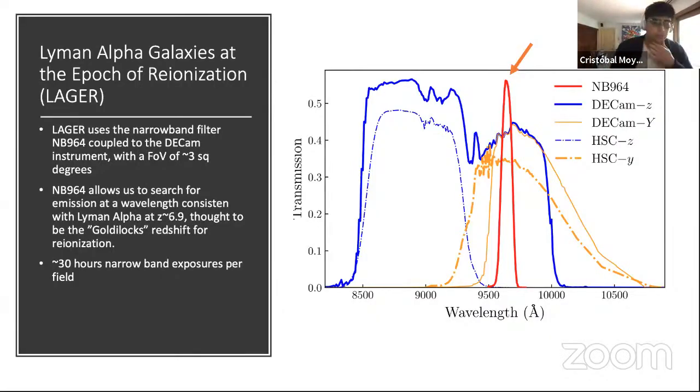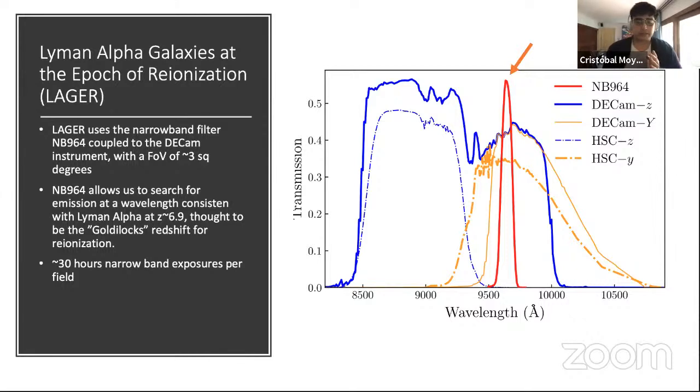Next, I want to talk just a bit about the LAGER survey. The LAGER survey is a narrowband survey that uses the special filter NB964. That is the one indicated in this plot by that orange arrow. The filter is installed in the DECam instrument. DECam is really nice because it has a very good red sensitivity, as well as a large field of view of 3 square degrees.